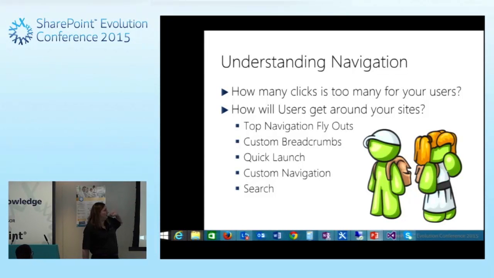Going in, how do I get there? What am I doing? Do I have top navigation flyouts, which are the drop-down menus? Am I using custom breadcrumbs? Because if you're in SharePoint 2013, they removed the breadcrumbs. You know, new web trend says breadcrumbs aren't needed. Quick launch, which is that left navigation. Are we maybe doing custom navigation? How are we getting to search? Custom navigation is even things like adding our own link bar at the top or adding our own footer with links in it, things like that. So we really have to plan that out.